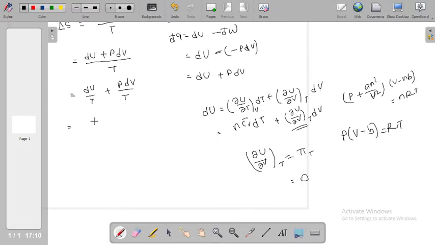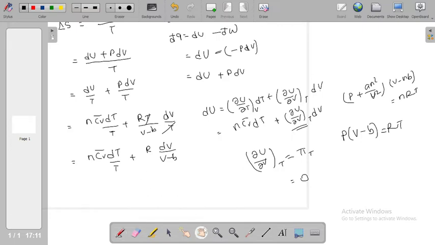So dU is just n Cv bar dT. From here we input the value of P, so P will be RT by V minus B. The T and T cancel out, and we get n Cv bar dT by T plus R times dV by V minus B.